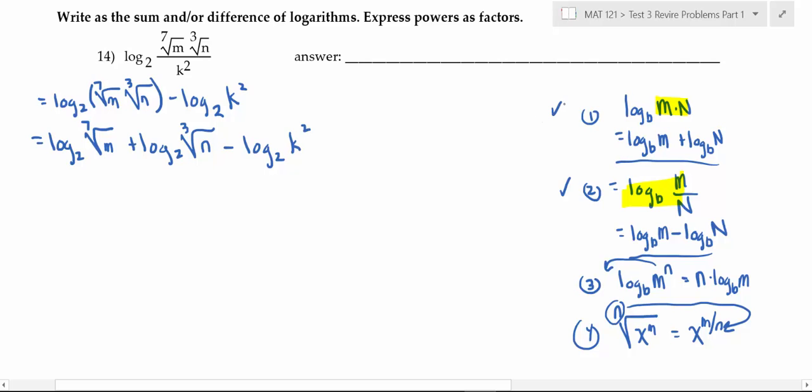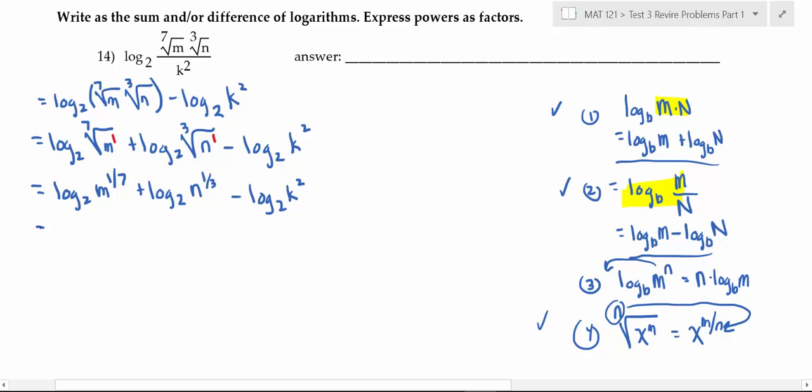The other thing you want to do is look at property 4. Technically, you can think of this as 7th root of m to the 1st and 3rd root of n to the 1st. So you can rearrange this and write it like this: log base 2 of m to the 1/7 plus log base 2 of n to the 1/3 minus log base 2 of k to the 2nd.